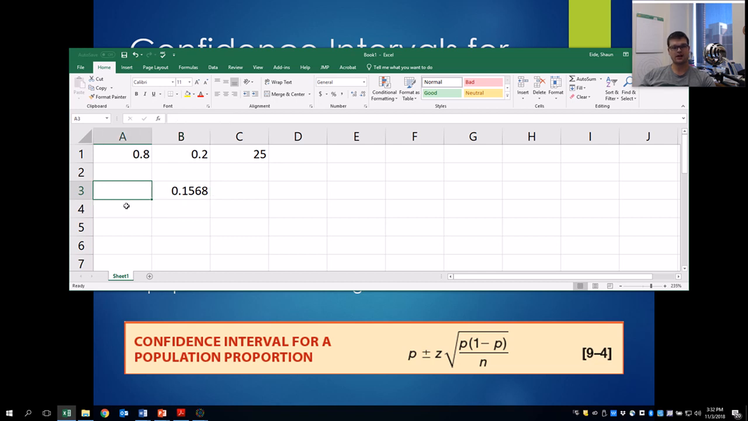Now we're going to calculate the confidence interval limits. We have 0.8 minus 0.1568, and 0.8 plus 0.1568. So these are the limits: 0.6432 and 0.9568.